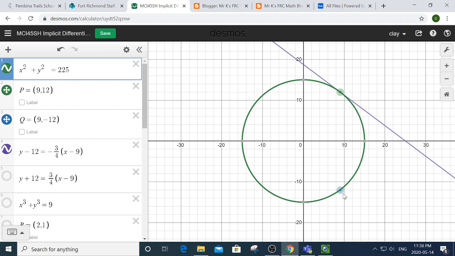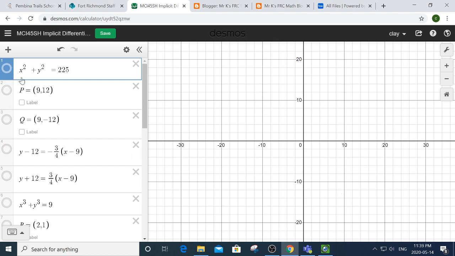And then what happens when I plug in 9 and negative 12? Well, I should get, with a positive slope of 3/4, another tangent line, and I do. Now, as these get more complicated, you might not be able to tell exactly just visually if you have a perfect tangent line, but you'd be close enough that you could find any minor errors in your calculation just visually. So there's the first one. That'll be our example 1.